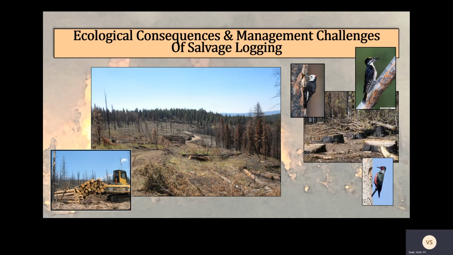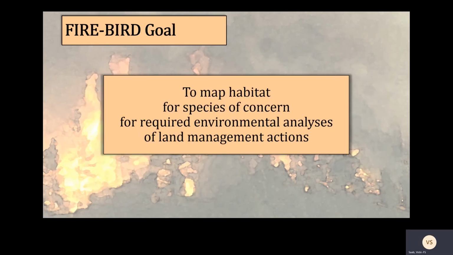Litigation, including uncertainty over effects of management to woodpecker species, has impeded implementation of salvage logging and dry forest management on several national forests. The tool is intended to inform post-fire, post-beetle outbreak, and dry forest management planning that will minimize negative consequences to woodpecker species and help in meeting habitat conservation objectives. The overall goal of Firebird is to map habitat for species of conservation concern for the required environmental analyses of land management activities.